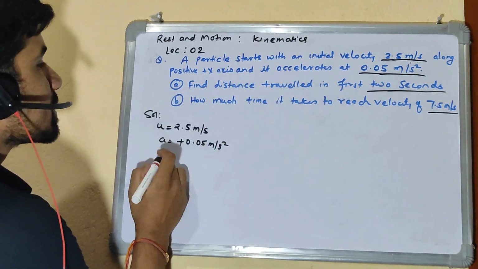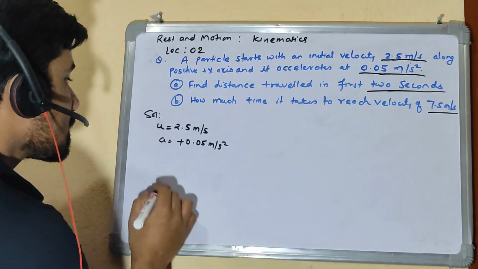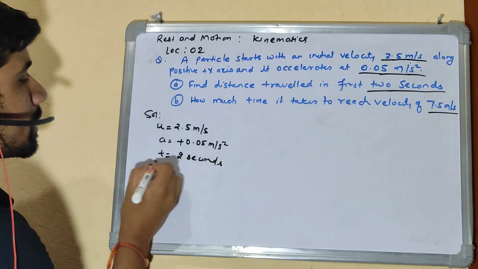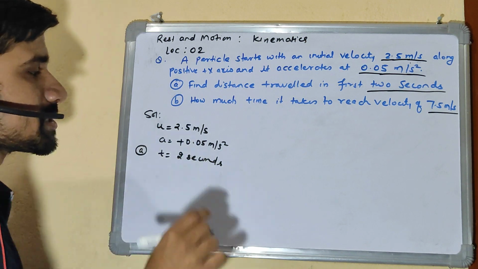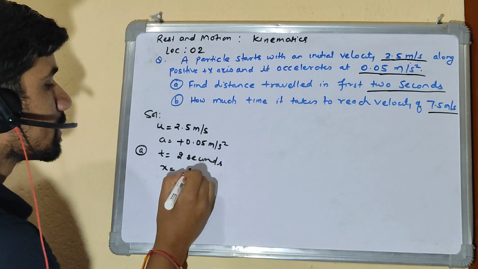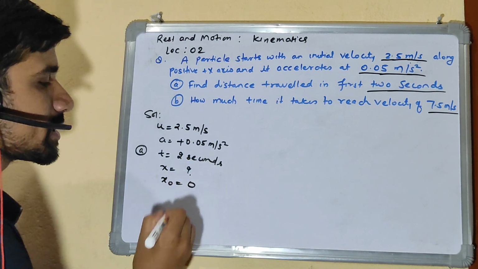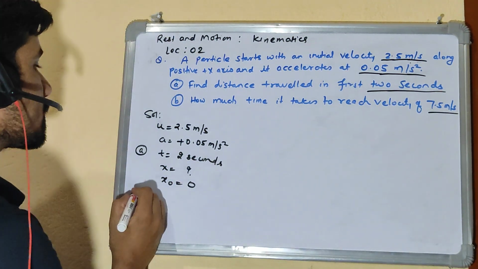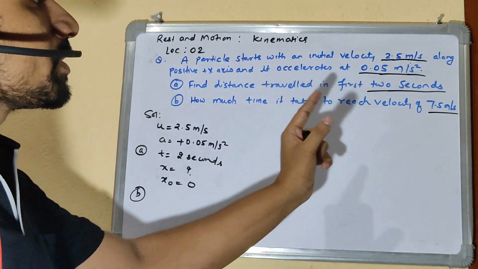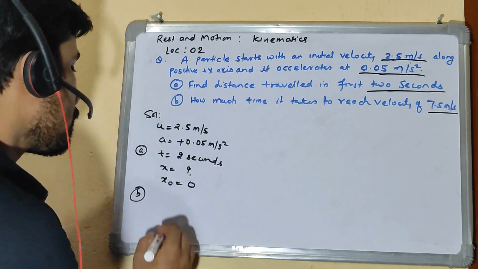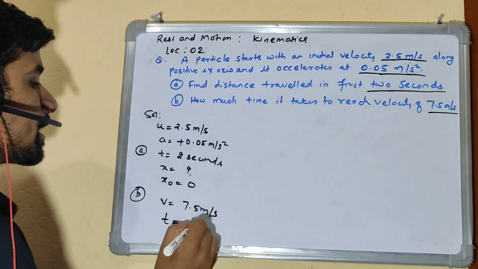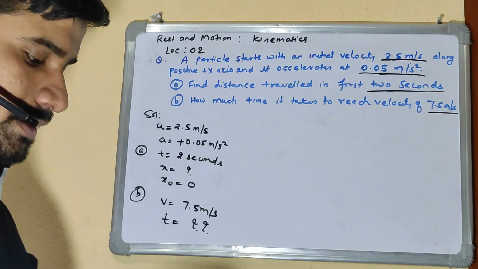First, we need to find what is the distance traveled in the first 2 seconds. So time is nothing but 2 seconds, right? For the first problem, let's say for the A part, time is given as 2 seconds, and we need to find the distance. Since x naught is not given, we'll assume x naught as 0, right? For the second part, what is given is how much time it takes to reach a velocity of 7.5 meter per second. So we are given final velocity, which is 7.5 meter per second. We need to find how much time it will take to reach this particular velocity, right?